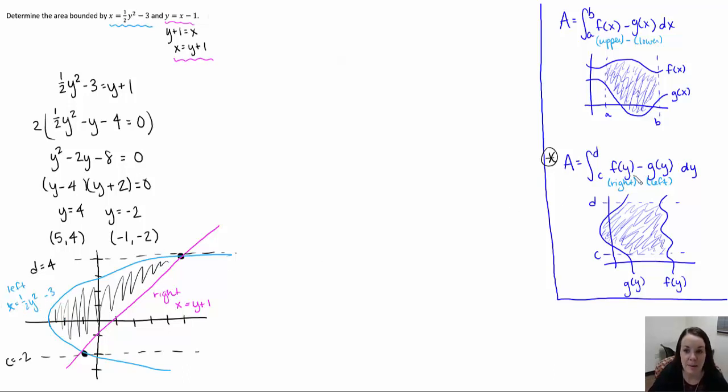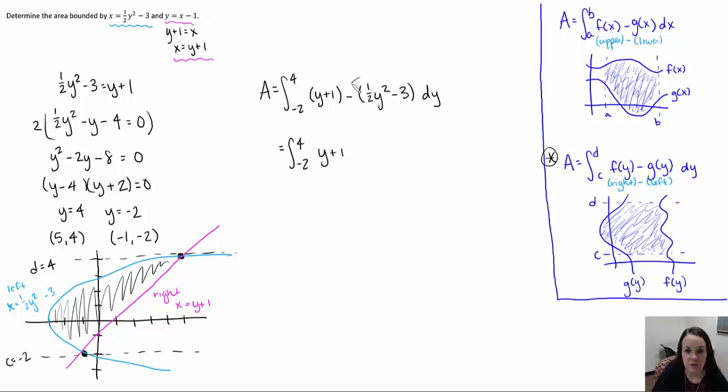Notice it's the right minus the left when we plug this into our area equation. So the area goes from negative 2 up to 4. That's my c and my d. And then I have my right function, y plus 1, minus my left function, 1/2 y squared minus 3, and then dy, because I'm taking this integral with respect to y. Now let me do a little bit of simplification before I take the integral.